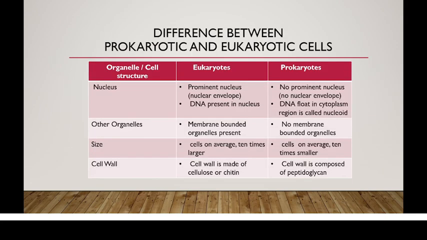And what is the major difference between prokaryotes and eukaryotes? In case of eukaryotes, the nucleus is prominent as the nucleus is covered by a membrane or nuclear envelope, while in case of prokaryotes, no prominent nucleus, no membrane bounded nucleus is present. The DNA only floats in a region in the cytoplasm which is known as the nucleoid.